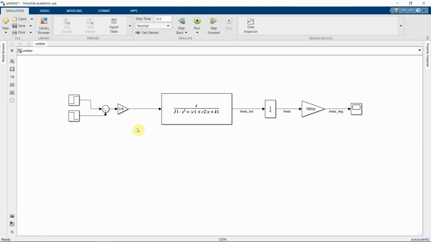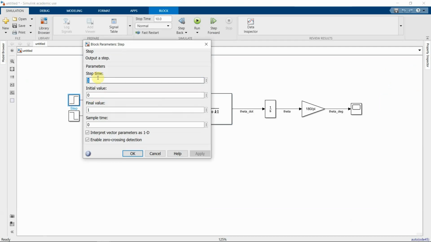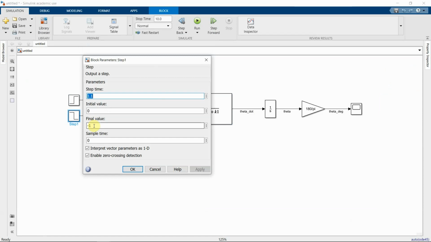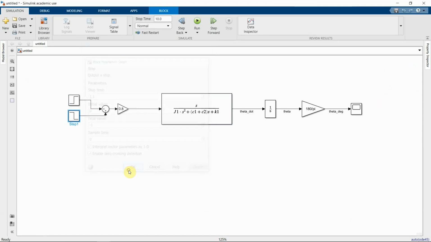For our simulation we are going to be using an impulse signal, so we use a step block with those parameters, and then we also use an inverse step block with those parameters, and that allows us to give a torque of a magnitude of 0.8 for a very short period of time and check the behavior of our system.